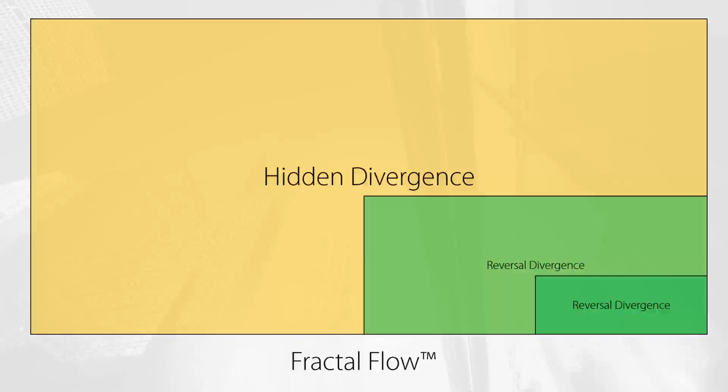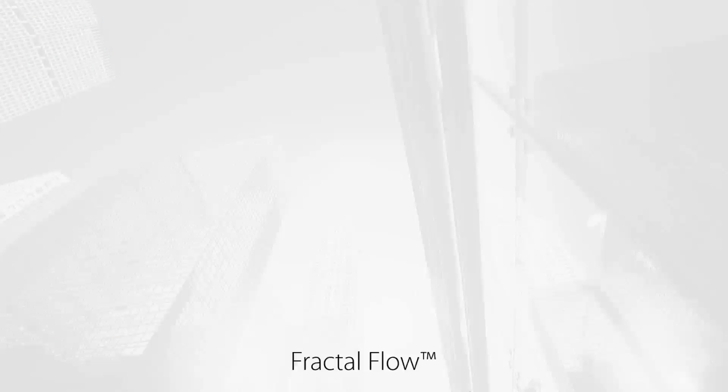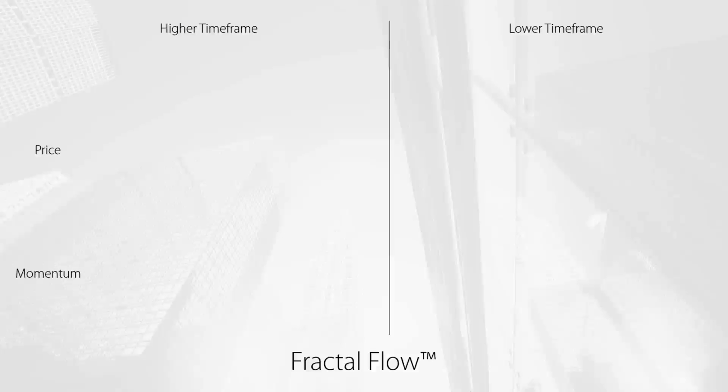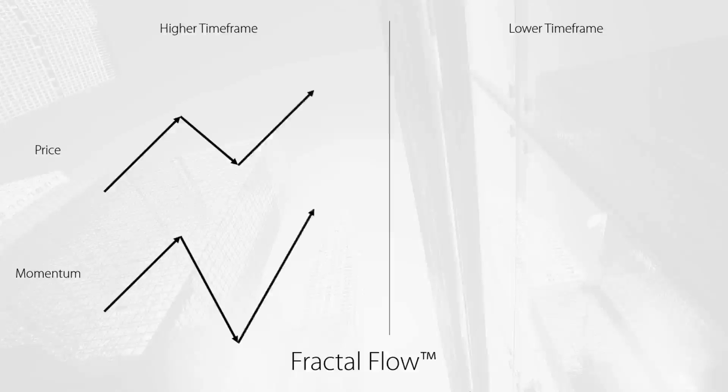Let's try to conceptualize this idea in a clearer way. The first step of spotting a fractal hybrid divergence is identifying a hidden divergence in what you are going to call the higher timeframe.